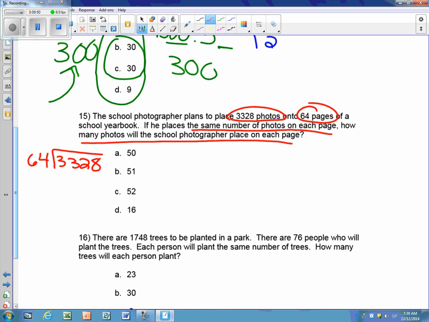So first I say, how many times can 64 go into 3? It goes in 0 times. How many times can 64 go into 33? 0 times. How many times can 64 go into 332? Well, a good possibility is that since all these numbers start with a 5 or a 1, it has to be either 5 or 1. It has to be one of those answers. So I'm going to take the 5 and try that.